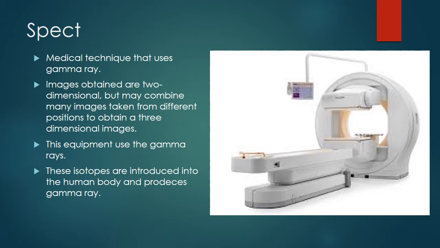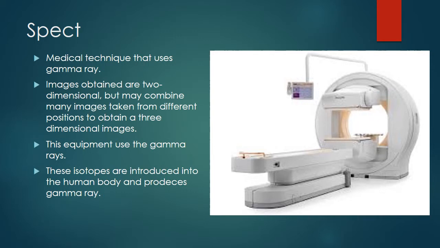SPECT is a medical technique that uses gamma rays. It's very similar to radiography, but uses a gamma ray sensitive camera. As with radiographs, each of the images obtained is two-dimensional, but many images taken from different positions around the patient may be combined to obtain a three-dimensional image. This three-dimensional image can then be manipulated by the computer to obtain body sections in any orientation. This equipment uses gamma rays.